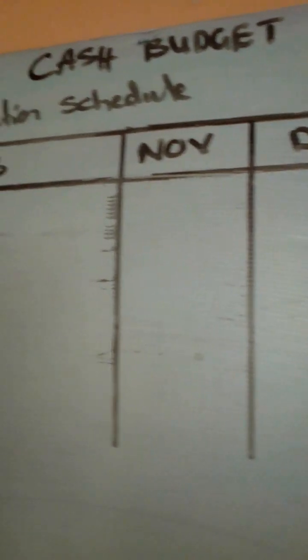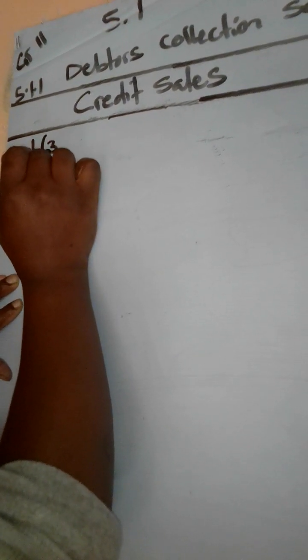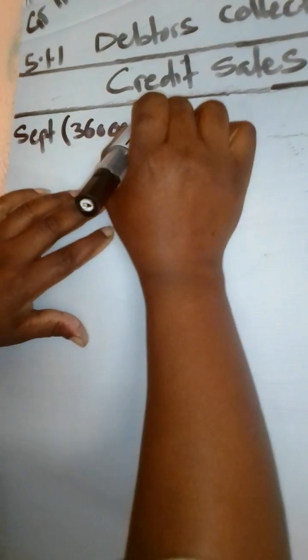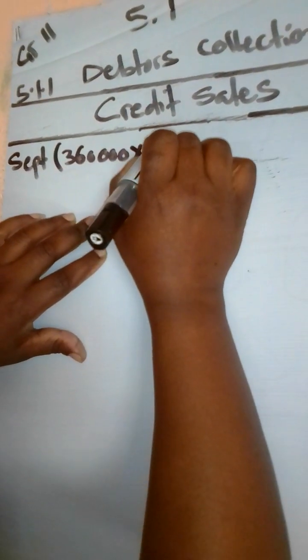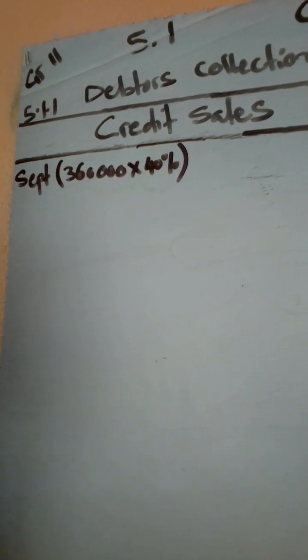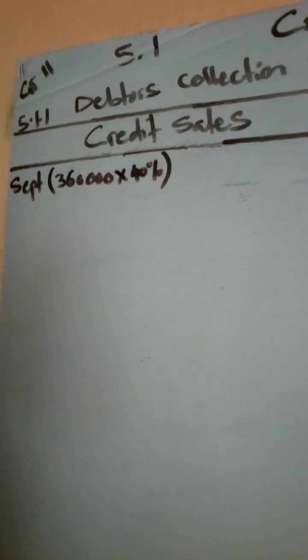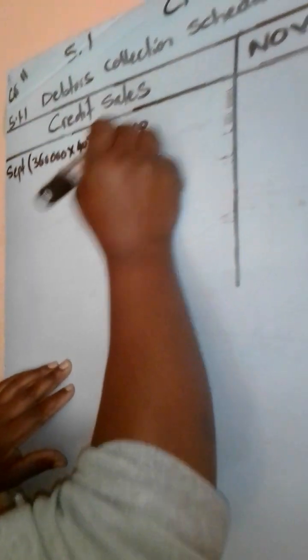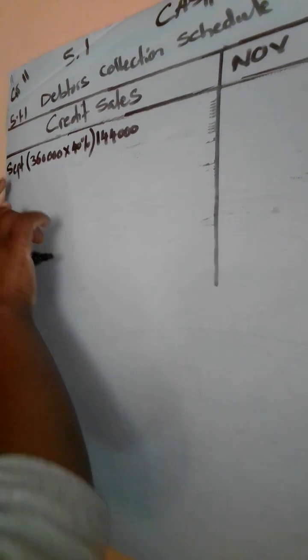We're going to start with the month of September. In September, we are given the total sales of 360,000. We are going to start by calculating 40% of 360,000, which gives us 144,000. This is September.